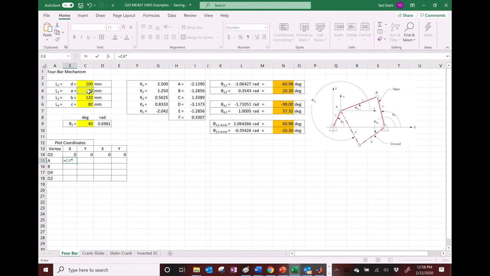A times the cosine of theta 2, boom, and then equals A times the sine of theta 2.